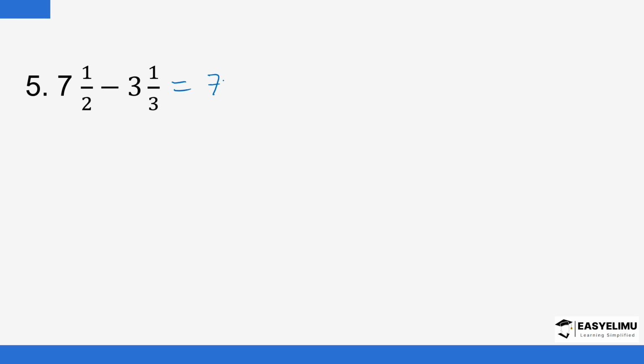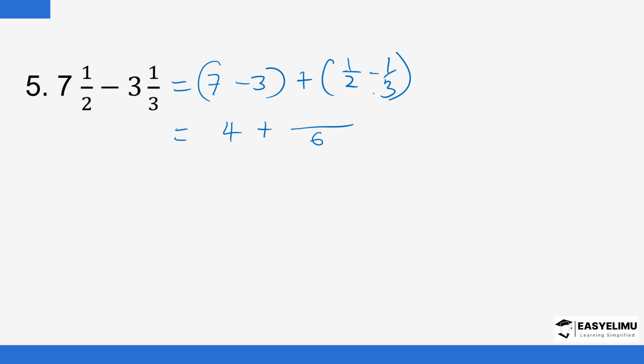So whole numbers, we have 7 and 3. You add to the difference between fractions, which is 1 over 2 and 1 over 3. So 7 minus 3 is 4. And then we are adding, here the LCM is 6. Again, the two numbers are co-prime, so it's just a matter of multiplying the two to get the LCM. So 6 divided by 2 is 3, 3 by 1 is 3, minus 6 divided by 3 is 2, 2 by 1 is 2.